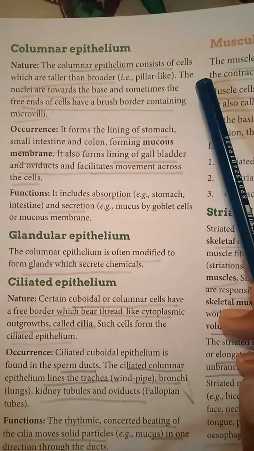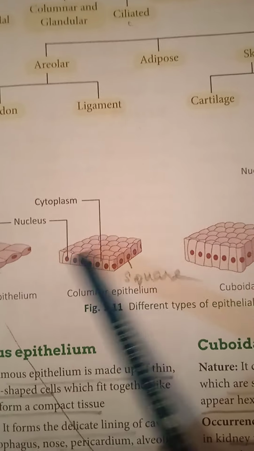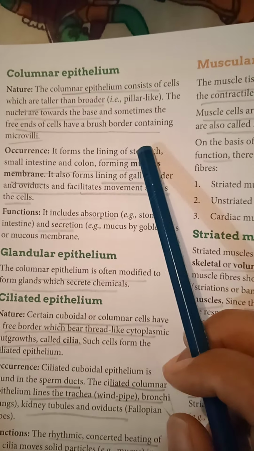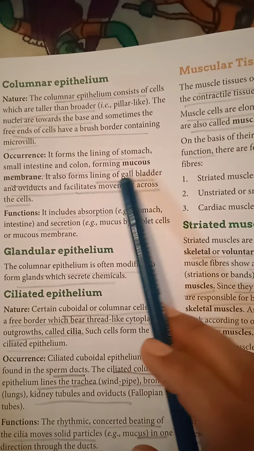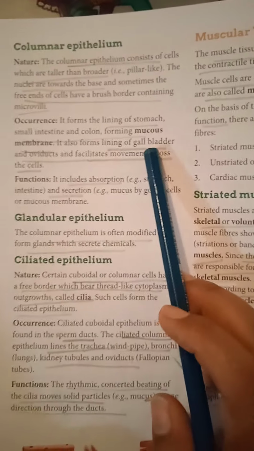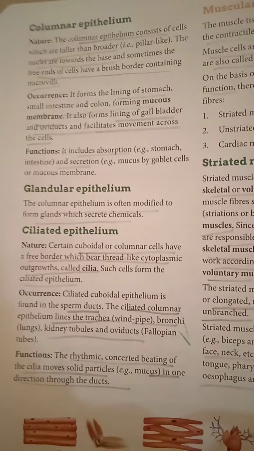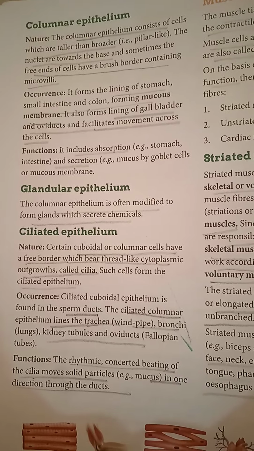Now, columnar epithelium consists of cells which are taller. As you can see, the columnar cells are taller than they are broad. They are more tall, and the breadth is somewhat less. They are pillar-like, and they are found in the lining of the stomach and the small intestine. They form the lining of the gallbladder, and they facilitate the movement of things from one cell to another. They perform the function of absorption and secretion.